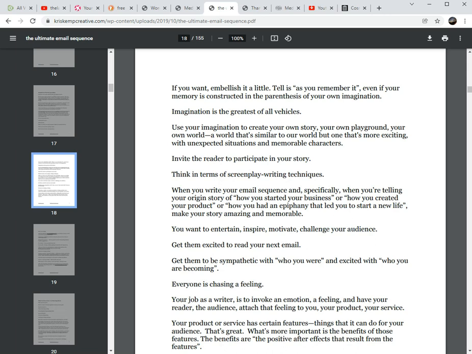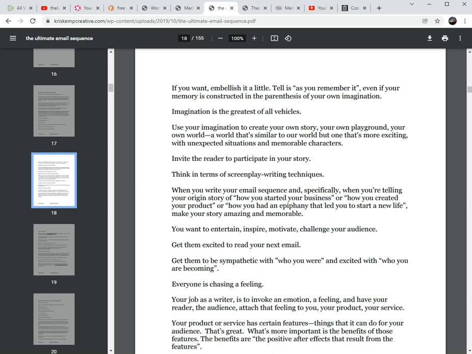You want to entertain, inspire, motivate, challenge your audience. You want to get them excited to read your next email. You want to get them to be sympathetic with who you were and excited with who you are becoming. In one way or another, everyone is chasing a feeling. So by doing these things, you want to create a feeling. And you want to get them to like that feeling so they'll chase it, so they'll keep reading your emails. And that's your job as a writer, as a storyteller.